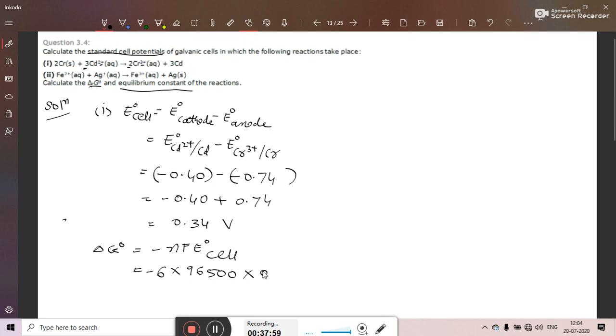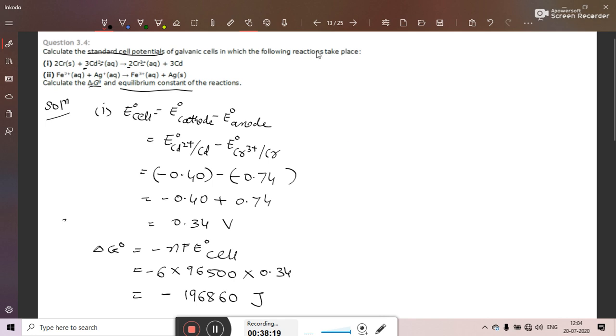So that will be equal to minus 196860 joule. Okay, coulomb into volt is joule.